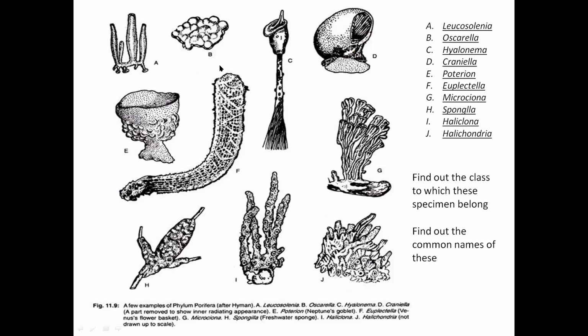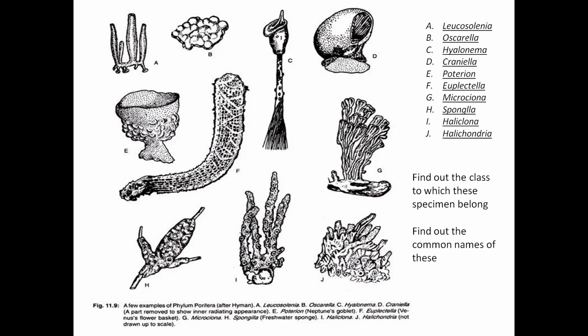B, Oscarella. C, Hyalonema. This is called the glass rope sponge. If you see the siliceous spicules, the glass spicules form a rope-like structure. D, Euplectella, and E, Poterion, Neptune's cup. And F, Euplectella. G, Microciona. H, Spongilla. If you see, this is the tree twig and the colony is present on it. I is Haliclona and J is Halichondria.